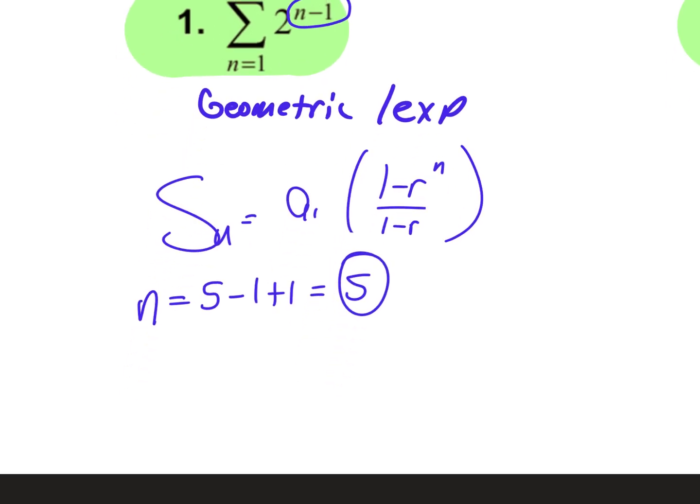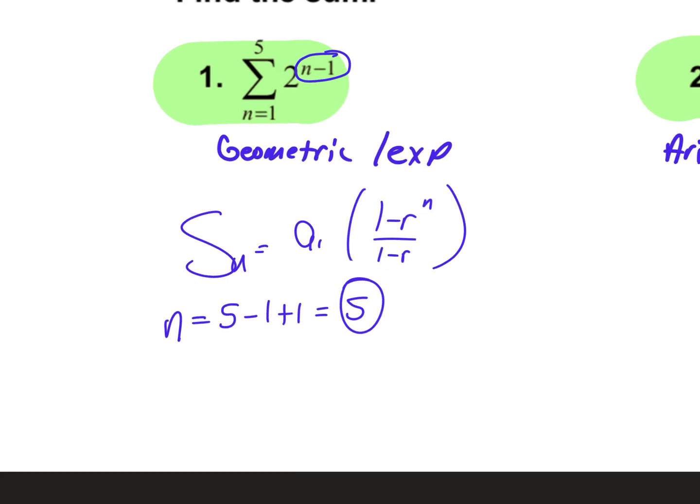How do I know what the first term is? I have to plug in the bottom number. So a sub 1 is 2 to the 1 minus 1. What's 1 minus 1? 0. What's 2 to the 0 power? 1. So your first term is 1. That's not always the case. What else do I need to know?